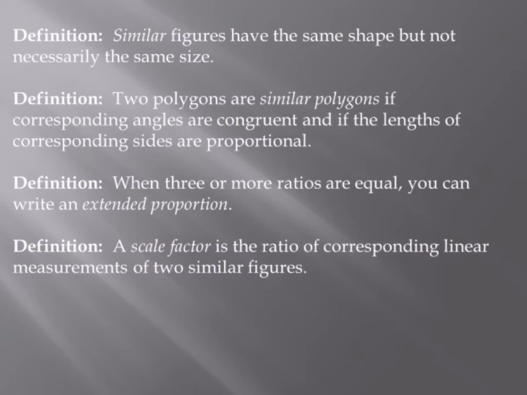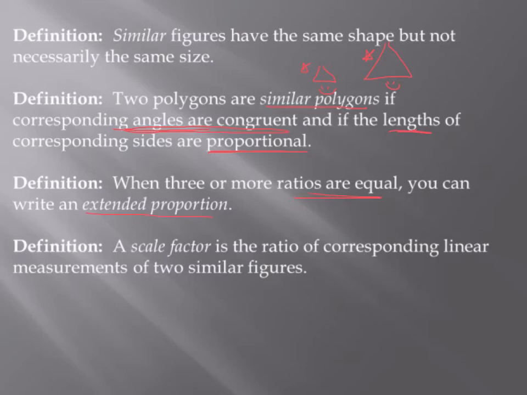First, what are similar figures? Well, they're figures that have the same shape, so like this, but they're not the same size. But if we have similar polygons, that means the corresponding angles are congruent, but the lengths are proportional, meaning that this side length to this side length will give me the same fraction as this side length to this side length because they're proportional. Whenever you have three or more ratios that are equal, you can always write an extended proportion.